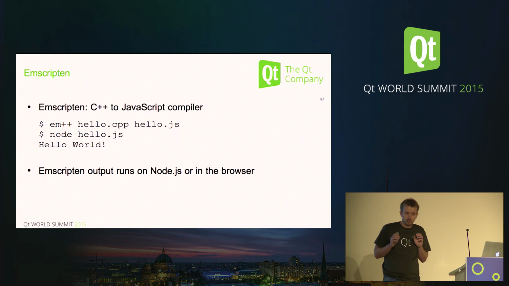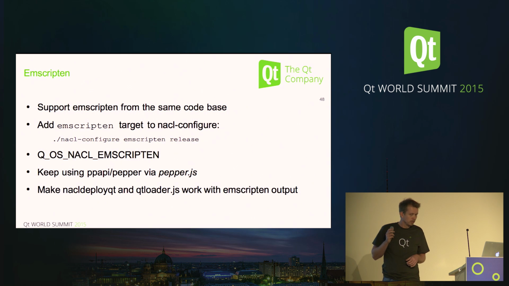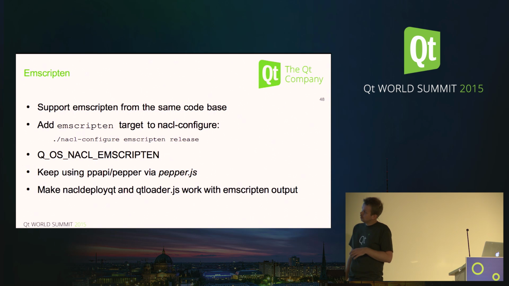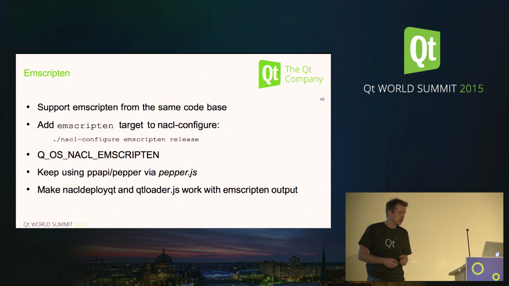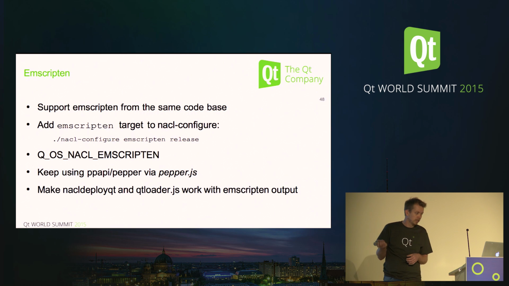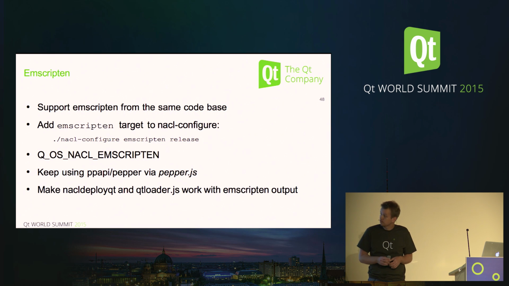And of course, we have to try to make Qt run in a browser using Emscripten. It's too tempting to not do that. So what we are trying to do is to use the same code base, the Qt for native client code base, even though Emscripten is completely separate. So we add, for example, a target to the native client configure. There's a sub OS defined, so we treat it as a variant of native client.